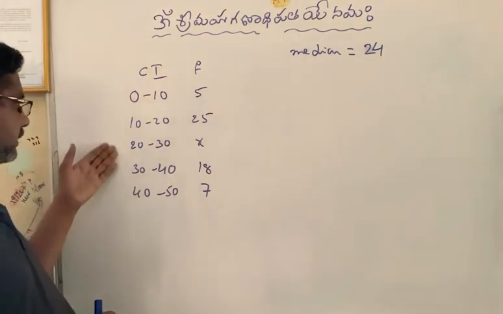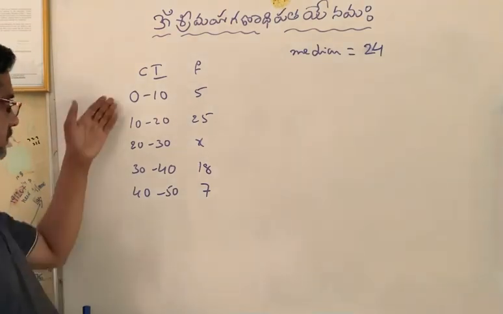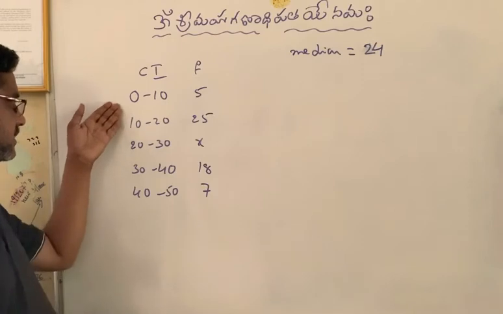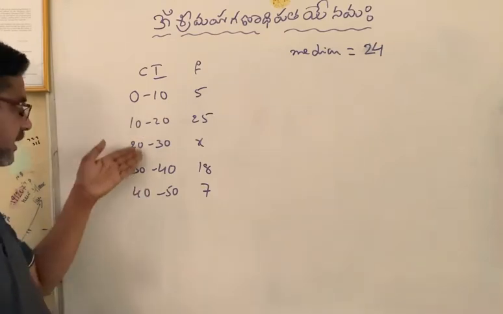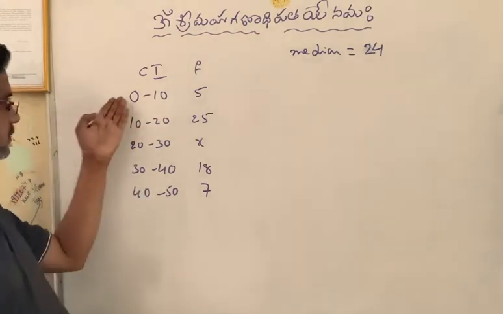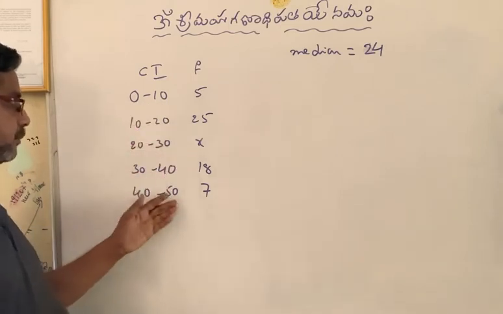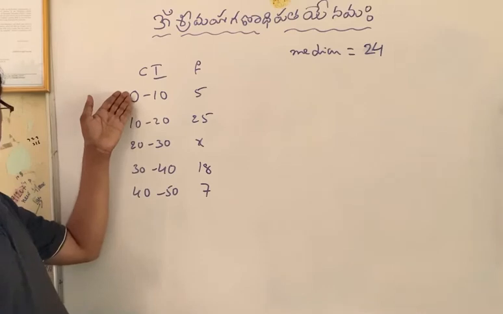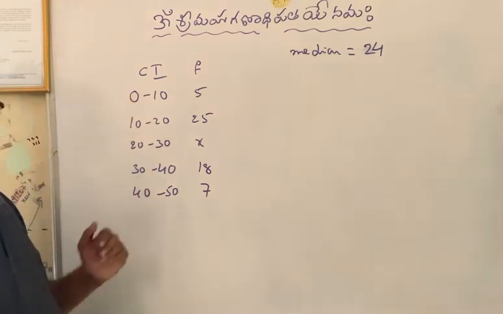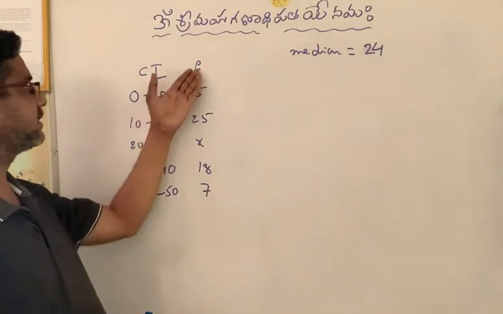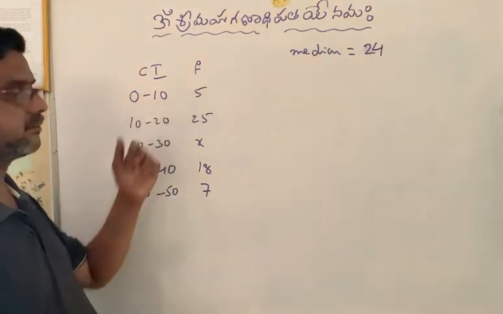If you observe the class intervals, I think the data is already entered in ascending order. They are arranged already in ascending order. See here, 0 to 10, 10 to 20, 20 to 30, 30 to 40, 40 to 50, starting with minimum as least value and maximum. So the data is already arranged in ascending order. Frequency is also given, 0 to 10 there are 5.